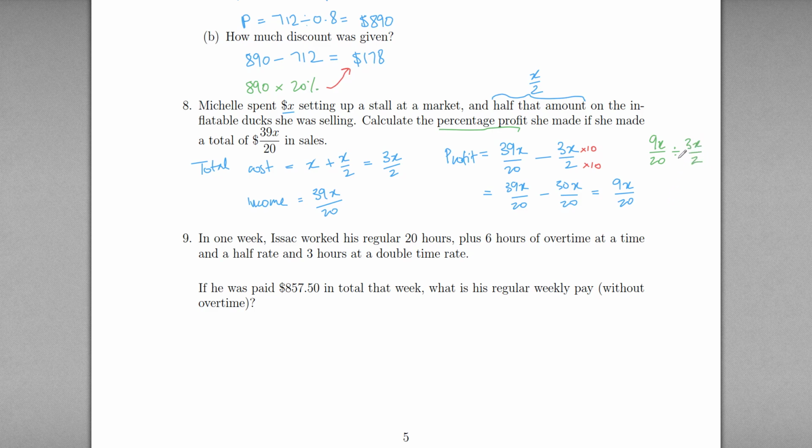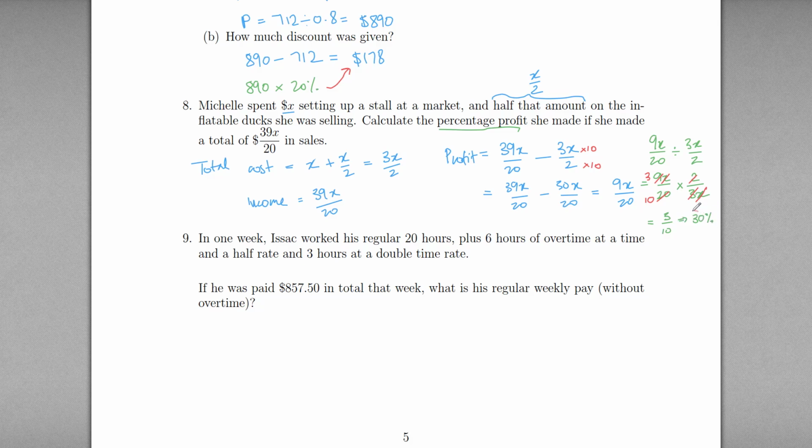Okay, so how do we divide fractions? Well, we write the first one and we multiply and flip, so 2 over 3x, and then we see if we can simplify. So I'll take out the x on both of them. 2 goes into 20 10 times, and 3 goes into 9 3 times. So our final fraction is just going to be 3 out of 10. Okay, which means it's 30% profit.